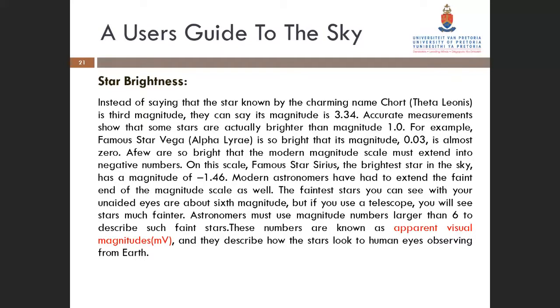On this scale, the famous star Sirius, the brightest star in the night sky for the southern hemisphere, has a magnitude of minus 1.46. Modern astronomers have had to extend the faint end of the magnitude scale as well. The faintest stars you can see with your unaided eyes are about 6 magnitude. But if you use a telescope, you will see stars much fainter. Astronomers must use magnitude numbers larger than 6 to describe such faint stars. These numbers are known as apparent visual magnitudes, and they describe how the stars look to human eyes observing from Earth.